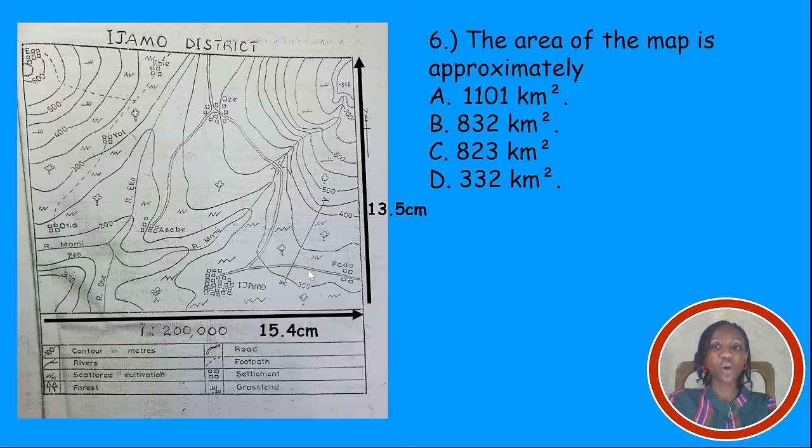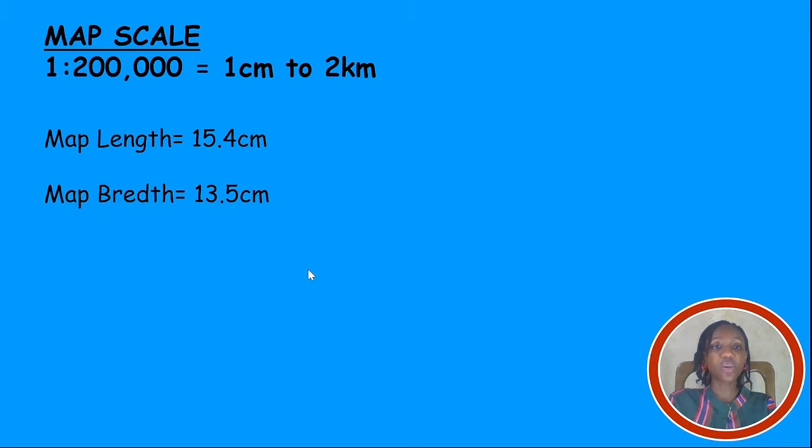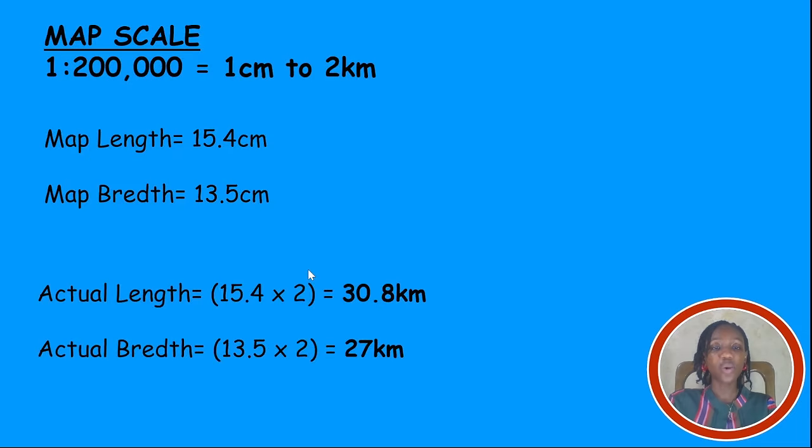So now the measurement we have gotten is for the map, but we need to convert it to actual or ground distance. And for that, we need to recall our map scale, 1 to 200,000, which we converted to statement scale, 1 centimeter to 2 kilometers. Let's convert this map distance to ground distance. I've already written out the scale and the original length and breadth that we've been given. So since 1 centimeter is equal to 2 kilometers, to get our actual length and breadth, we're going to multiply by 2, and that's going to give us 30.8 kilometers by 27 kilometers.